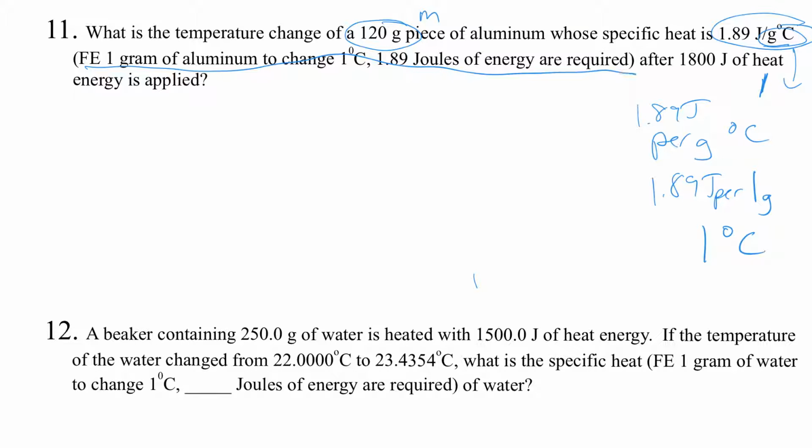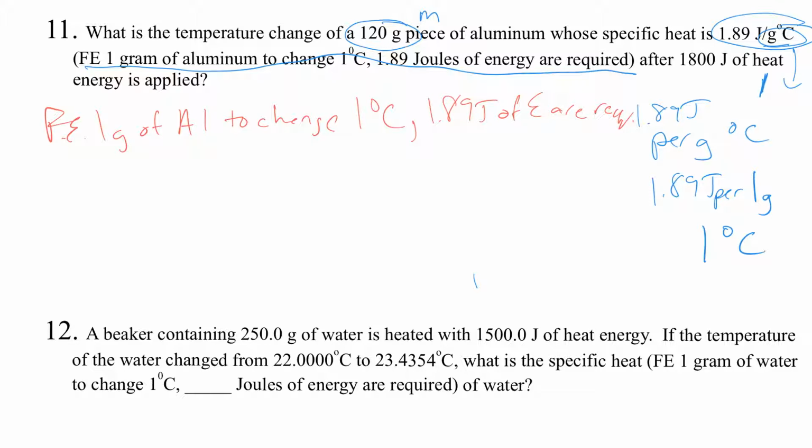Kind of change it into a for every statement for you. So it means for every 1 gram of aluminum to change 1 degree Celsius, 1.89 joules of energy are required. Okay, and if we only had 1 gram and we only wanted it to change 1 degree Celsius, we'd only need this many joules. Okay, and joules is just a unit of energy.